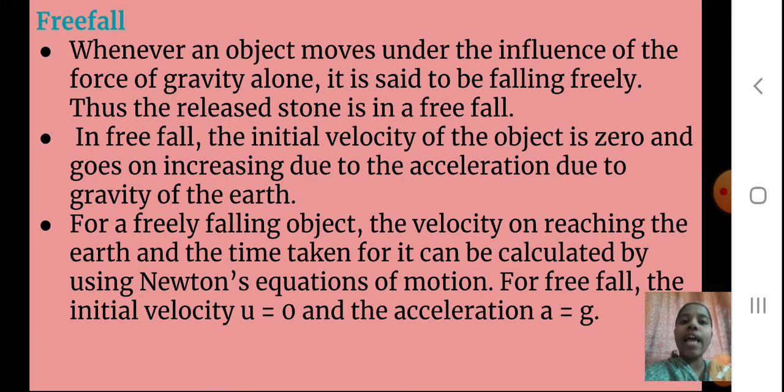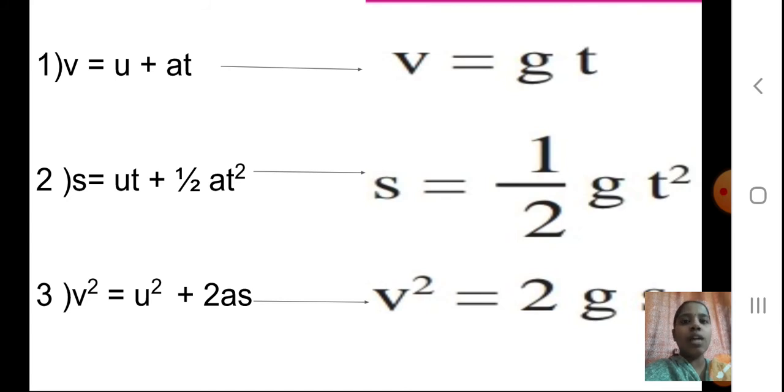For a freely falling object, the velocity on reaching the earth and the time taken for it can be calculated using Newton's equations of motion. For a free fall, the initial velocity u is always 0, remember students, and acceleration a we replace by g. See here how these equations change. First it was v = u + at. It changed to v = gt. As you know, u value is 0, so I am not taking that.